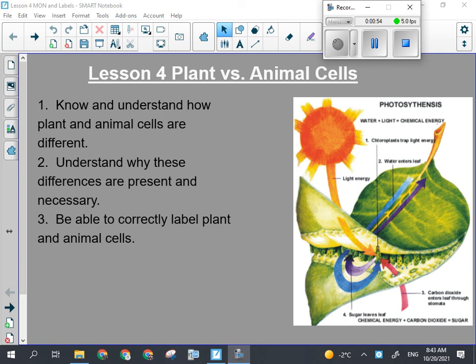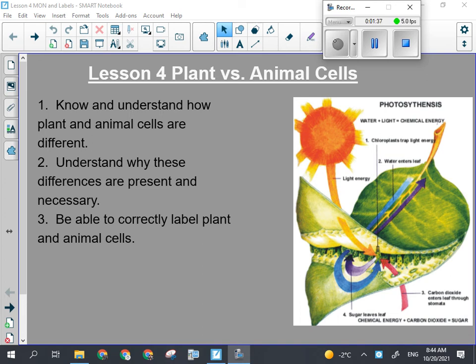So what we're going to be looking at are plant versus animal cells today, why there are differences and why there are similarities. And then we're going to label a diagram of the cell, which means you can expect Thursday's quiz to contain some stuff about cell theory and some stuff about what parts of the cell are what. Not what they do, because we probably won't get into that too much today, but at least being able to identify some parts of the cell. So we need to know and understand how plant and animal cells are different, understand why those differences are present and necessary, and be able to label plant and animal cells. All right.